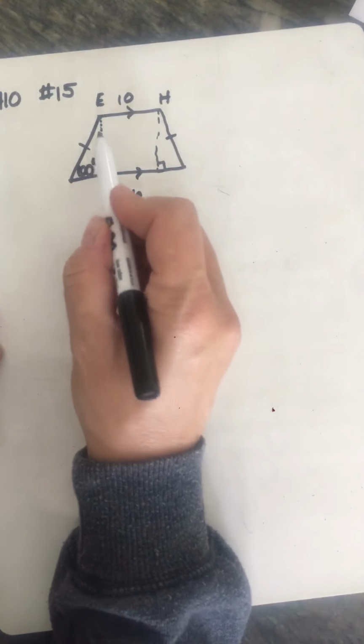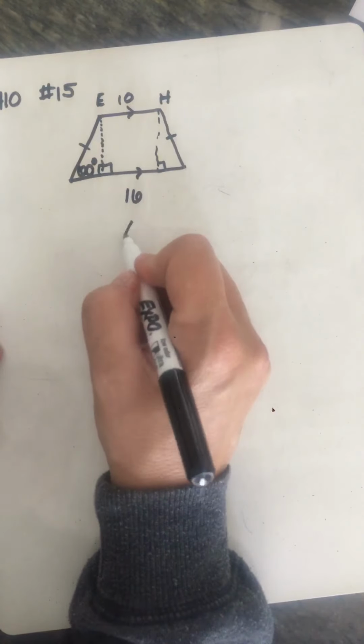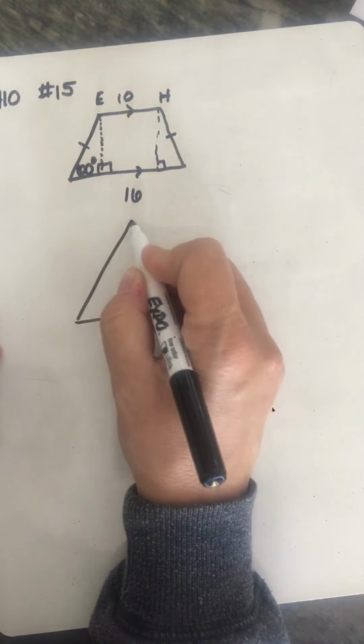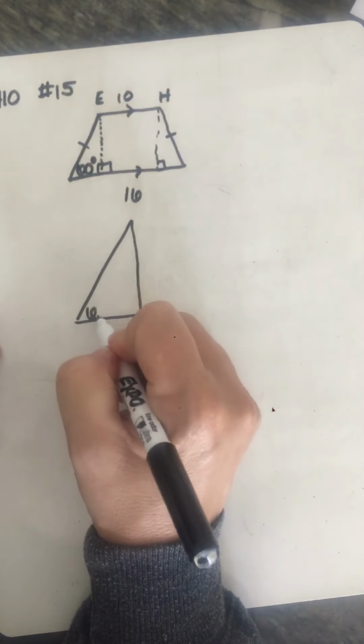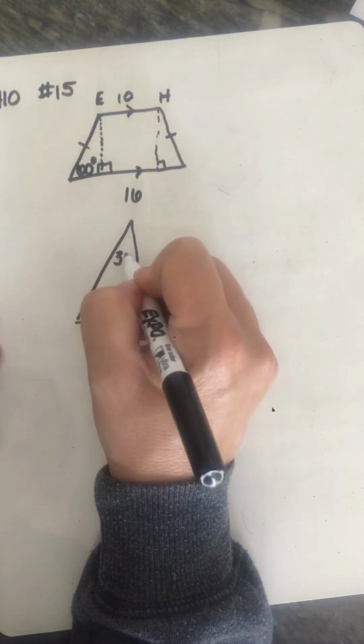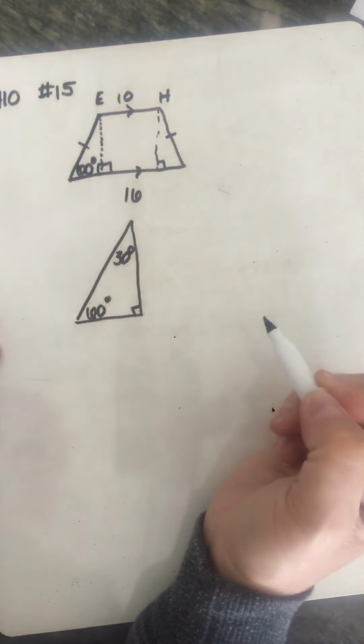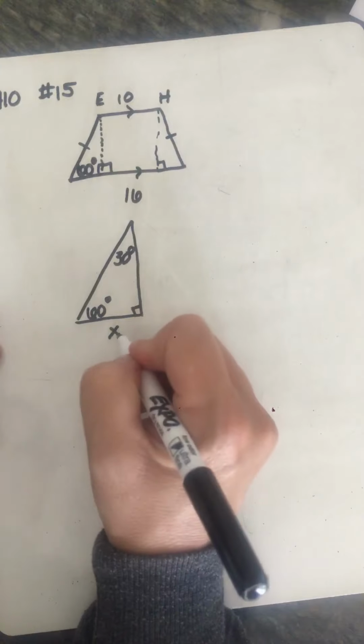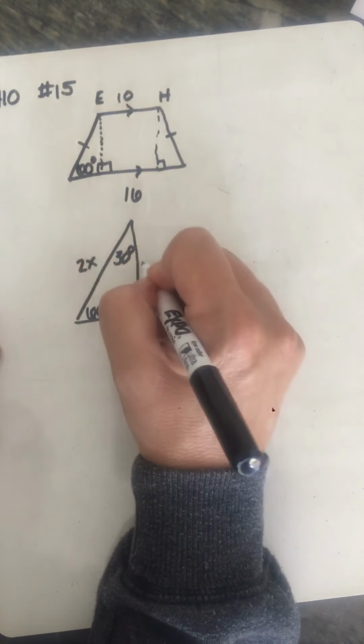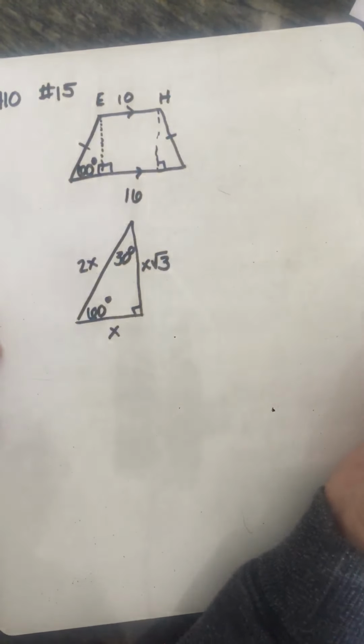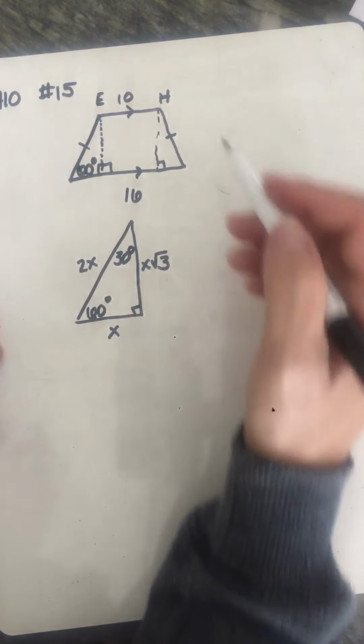So this is a 30, 60, 90 triangle. If you don't remember your formulas for your sides, you've got to. That's important. So 30, 60, 90, and so this is x, this is 2x, this is x square root 3 for the ratios.